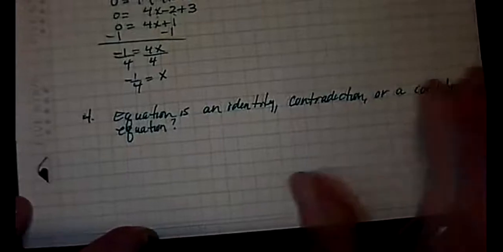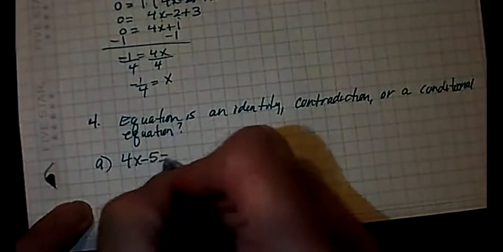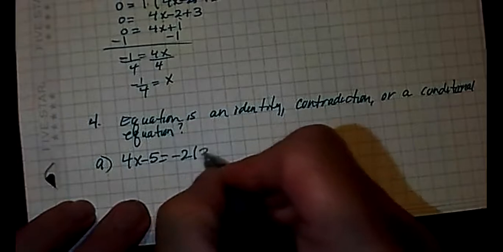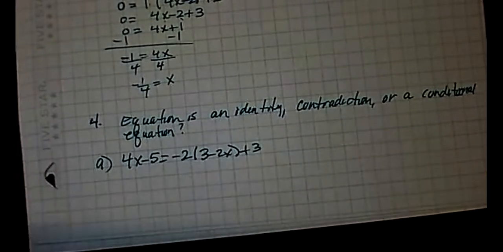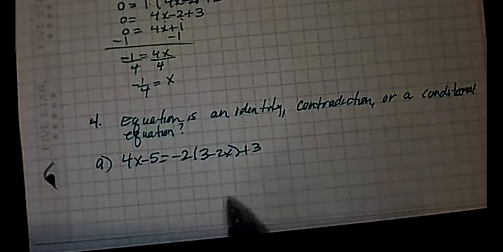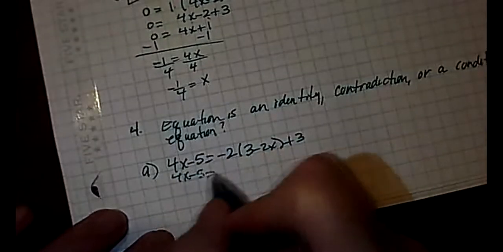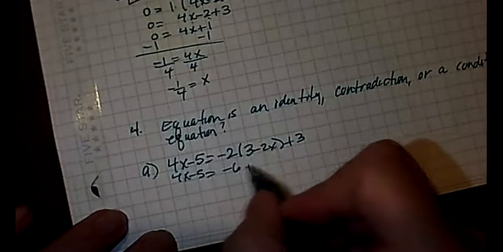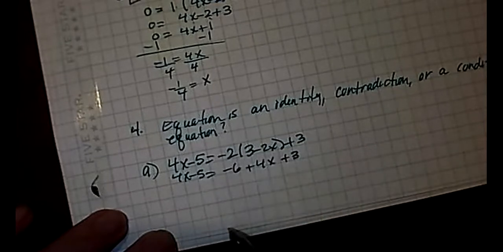So if we have something like this, okay, we want to determine. So I'm going to show you this first one. Let's go ahead and just solve it, and then I'll talk about what these are after we do this. So let's go ahead and solve this by hand. So distribute this negative 2 through. Okay, just distribute this through, bring the 3 down.